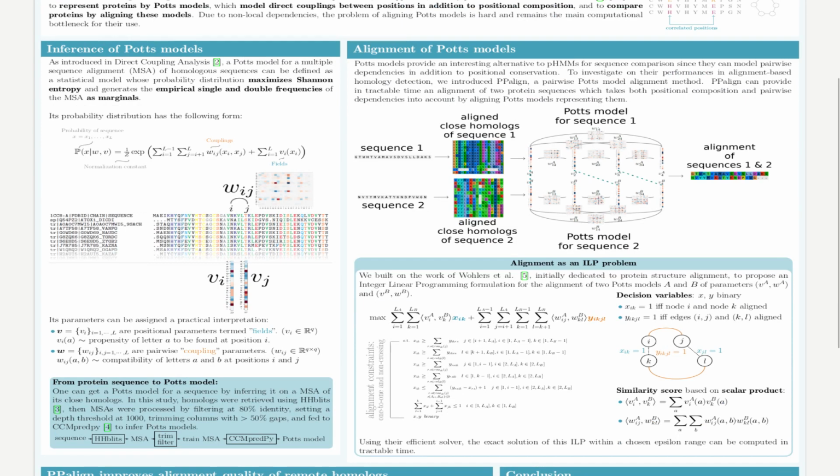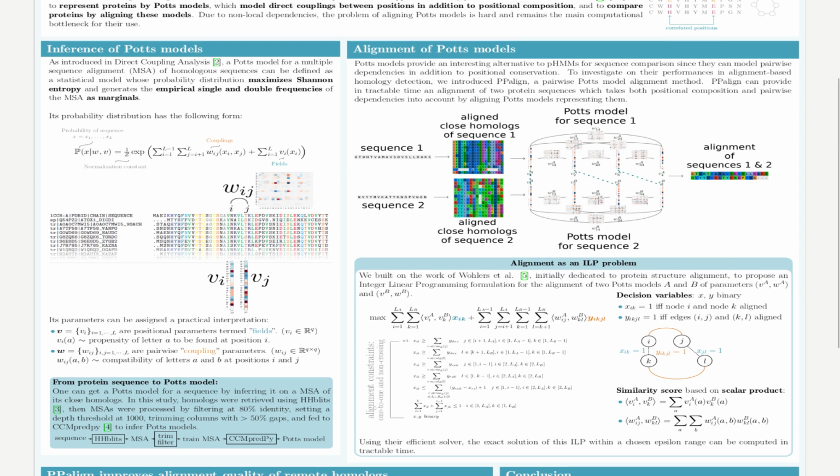In the context of proteins, Potts models were originally introduced by direct coupling analysis for contact prediction. A Potts model typically represents a multiple sequence alignment of a sequence of interest and its close homologs. It can be defined as the statistical model which maximizes entropy and generates the empirical single and double frequencies of the letters in the multiple sequence alignment as its marginals. Its probability distribution has the following form.